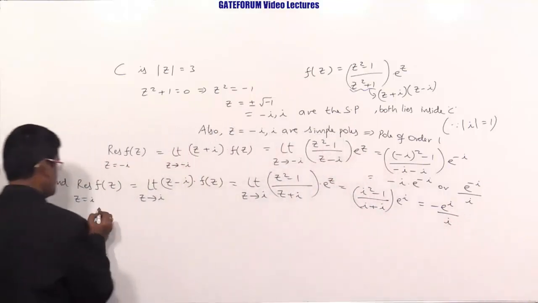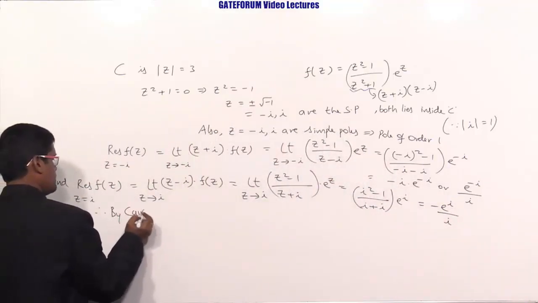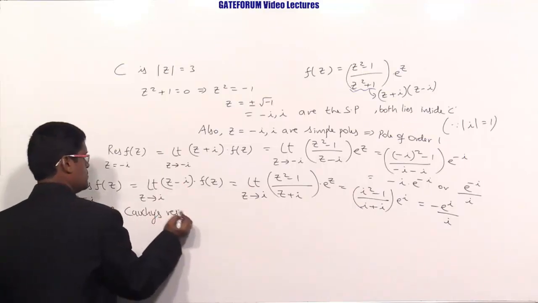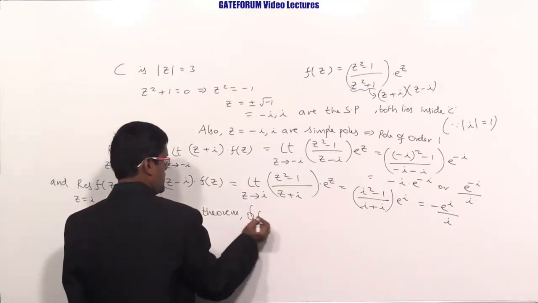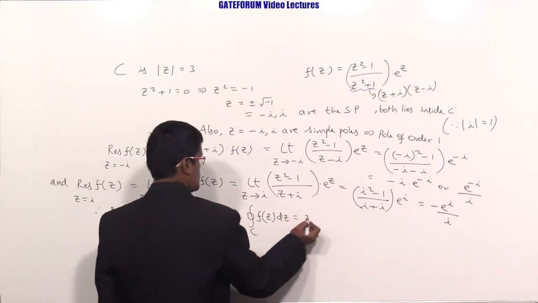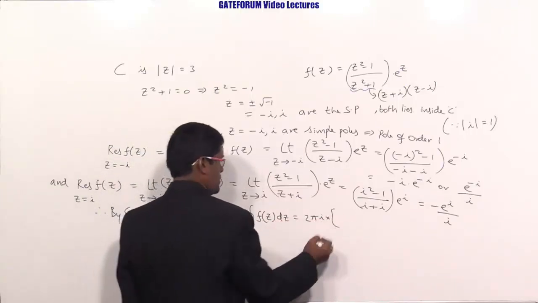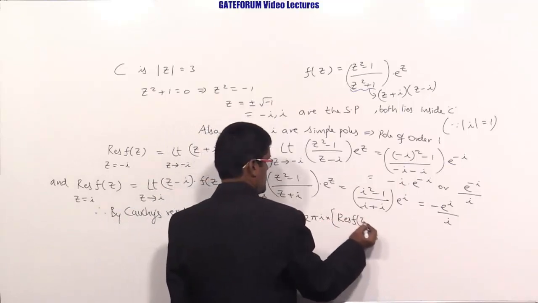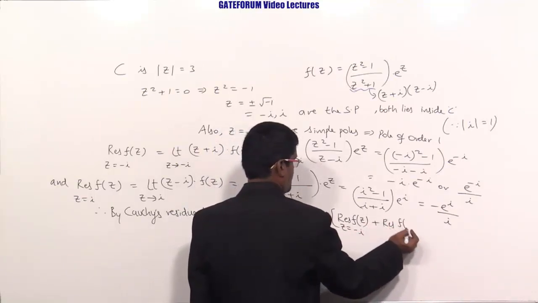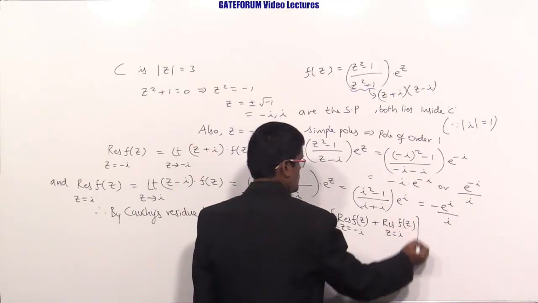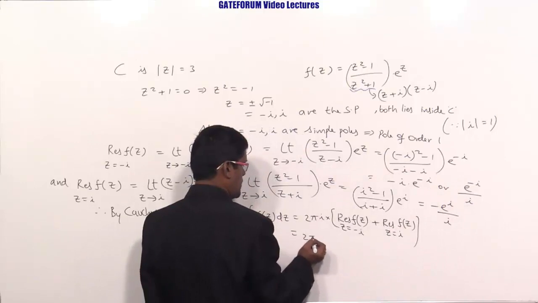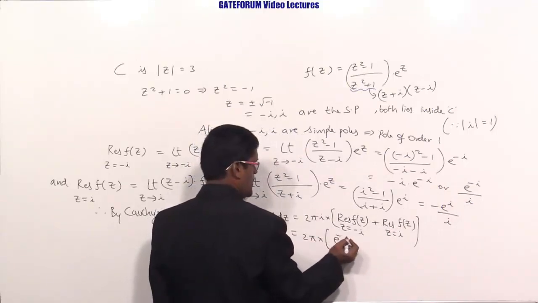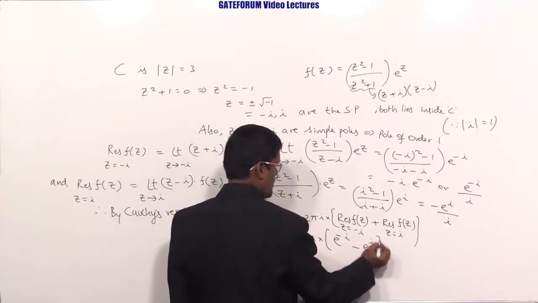So therefore by Cauchy's residue theorem, the integral over C of f of z dz is equal to 2 pi i into the sum of the residues at the poles: residue of f of z at z is equal to minus i plus residue of f of z at z is equal to i. So here the i outside cancels, and after adding the two it will simplify to 2 pi into (e to the power minus i minus e to the power i).